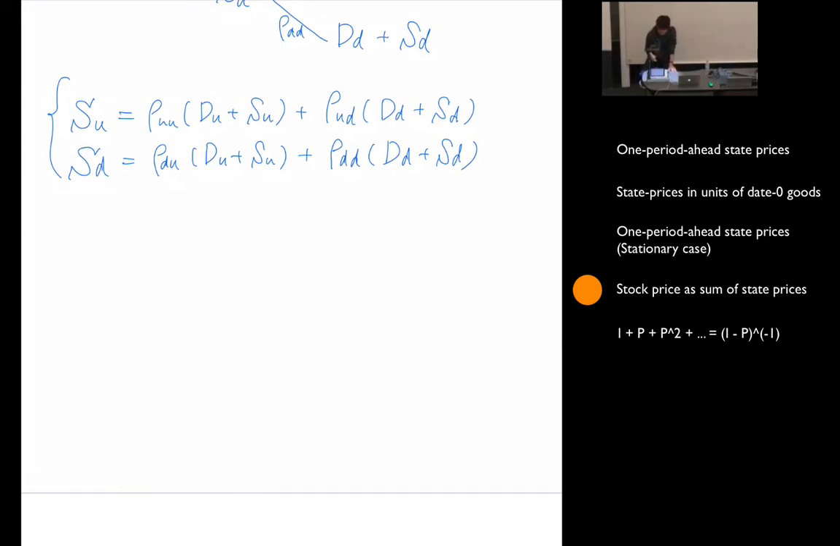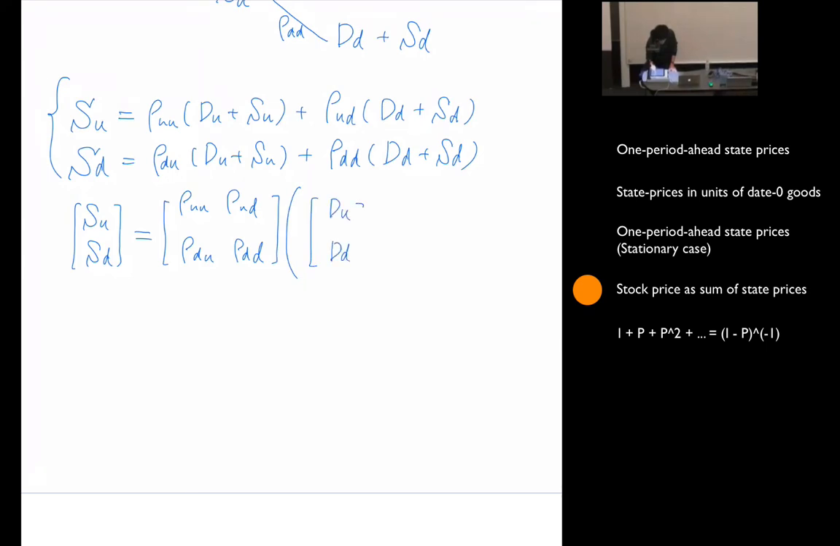We can use matrix form. SU, SD. The current stock price depends on the current state, and this is equal to rho UU, rho UD, rho DU, rho DD times the dividend vector du, dd, plus su, sd.